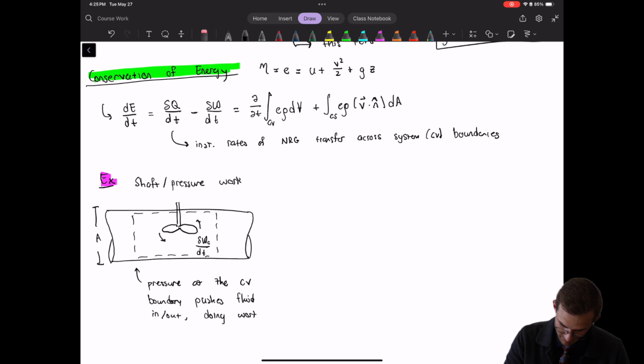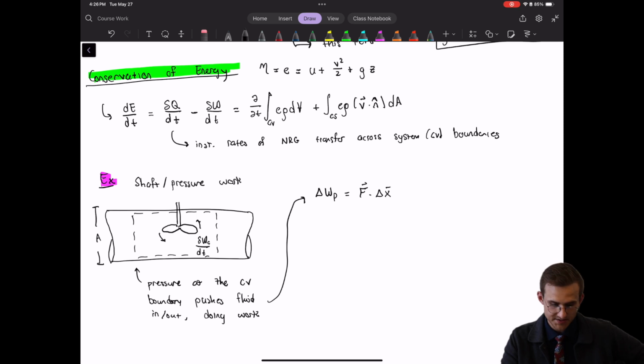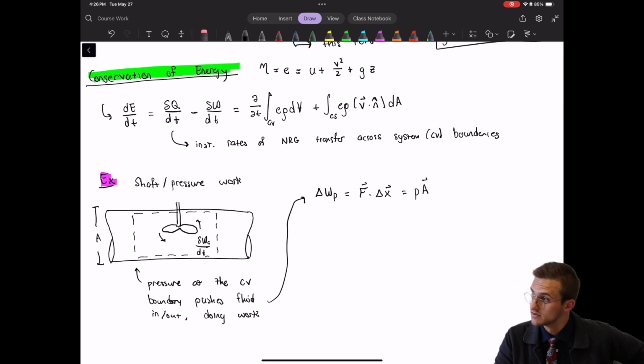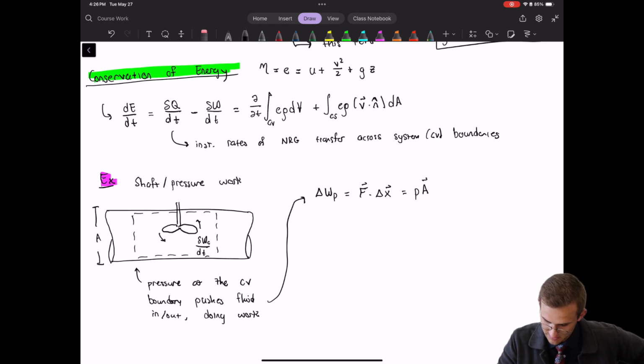Okay, so what do I mean by that? We can denote this, say, delta Wp. In general, we can denote our incremental work done as F times delta x, or the dot product of F and delta x. F in this case is P times A, where A is oriented in the inward normal. Okay, dot product with V delta t.